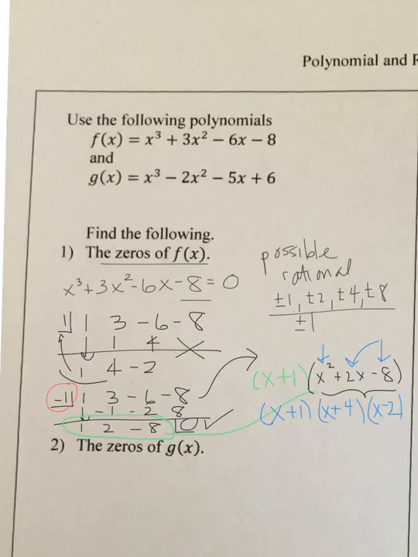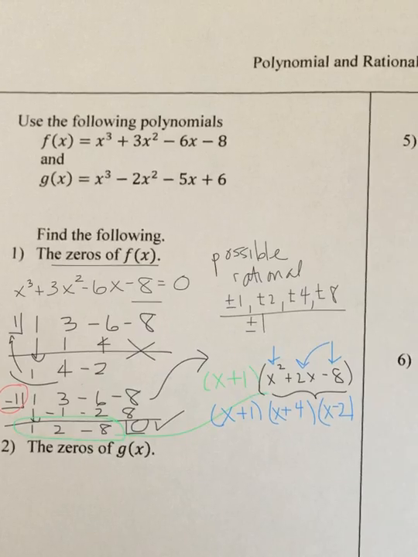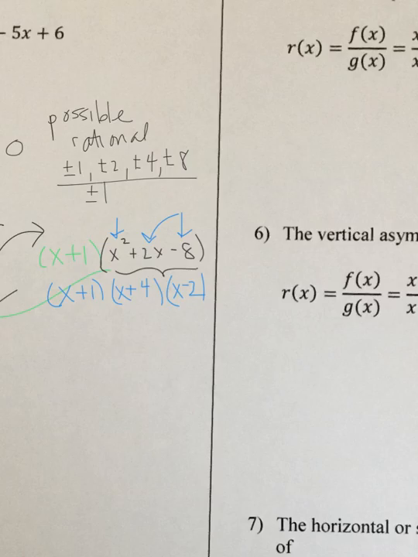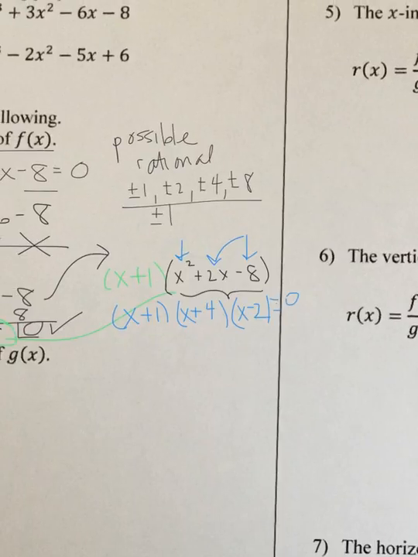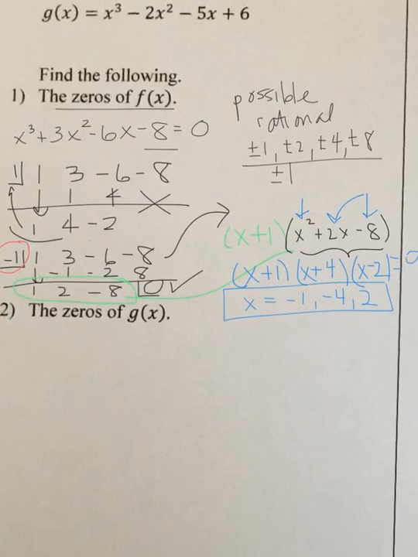So now, if these are the zeros that we're trying to find, we would get x will equal negative 1, negative 4, and 2. Those are the zeros of that function.